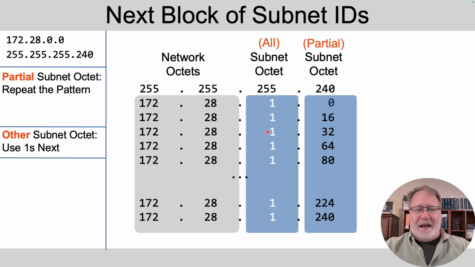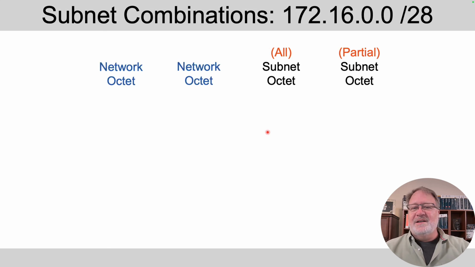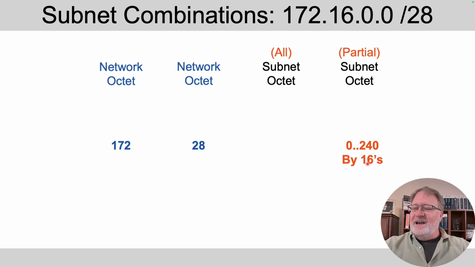All right, so that's the pattern that I'd want you to recognize. Hey, it's just 172.28 on the left, and we're going to go from 0 through 240 by 16s in the right-hand side to create a block, and then we're going to go 0 through 255 by 1s for each successive block to create 256 blocks where we see this pattern repeating.